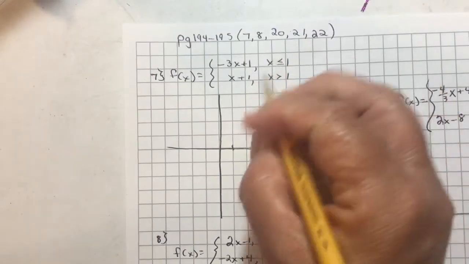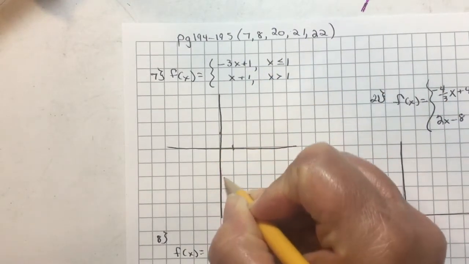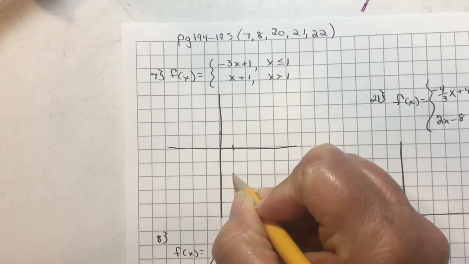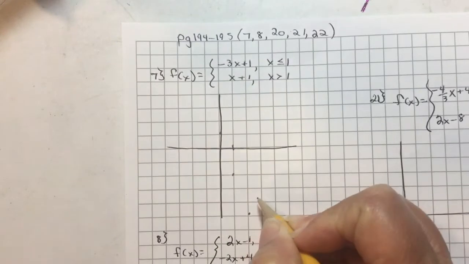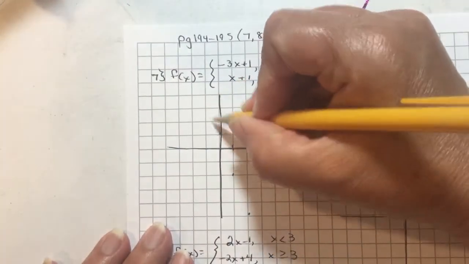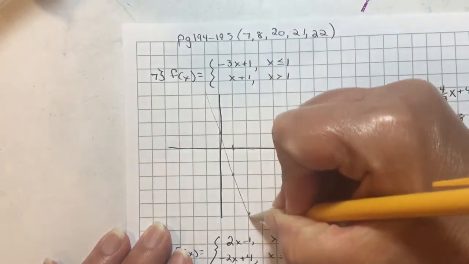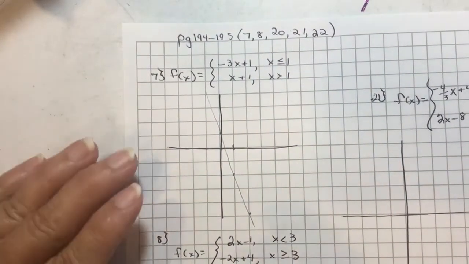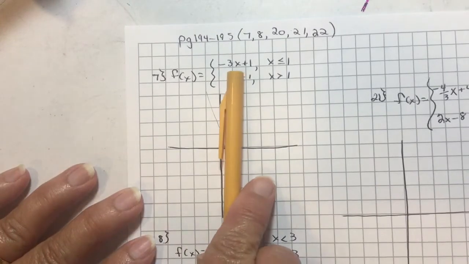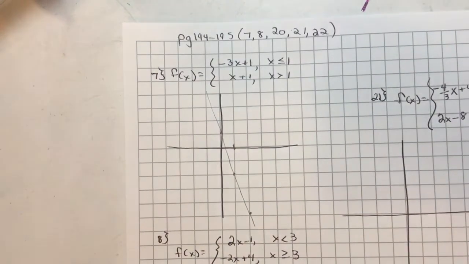It has a y-intercept of 1, and you're going down 3 and over 1, down 3 and over 1. But you only want that line for where x is less than or equal to 1. So you only want from here over. So you only want the left-hand side of it.